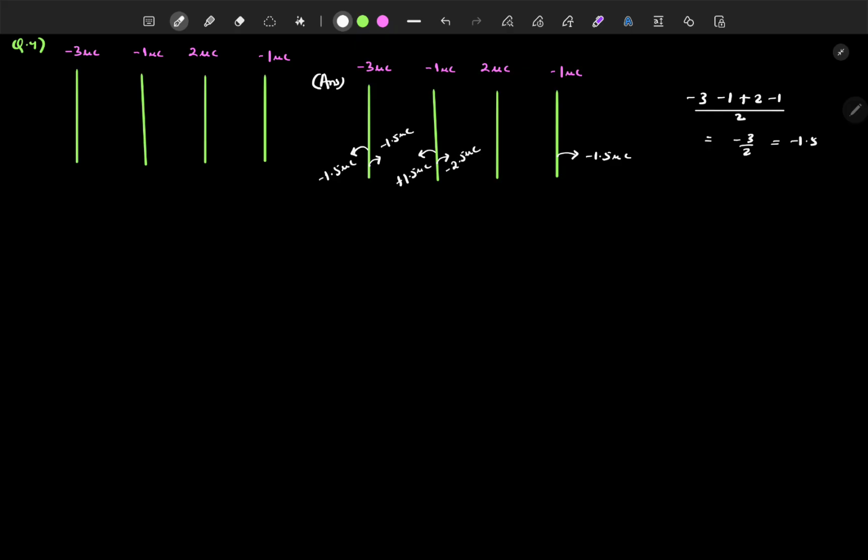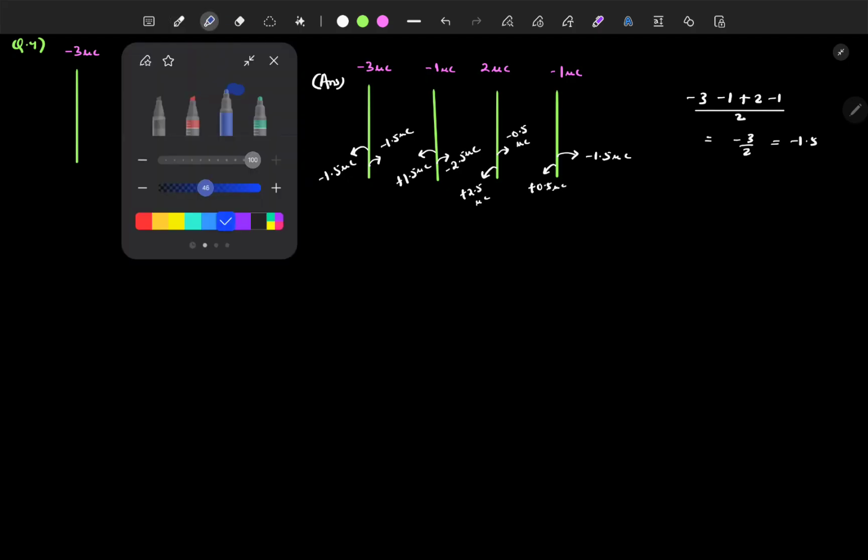So minus 2.5 plus 1.5, that is minus 1. So due to induction, again on the left side of the third plate, this charge will be plus 2.5 microcoulomb. But the total charge is 2 microcoulomb, so here it will be minus 0.5 microcoulomb. Again, you try to add plus 2.5 minus 0.5, that is 2 microcoulomb. Again on the left side of the fourth plate, due to induction, the charge will be plus 0.5 microcoulomb.